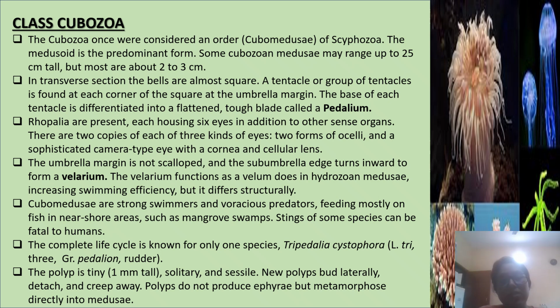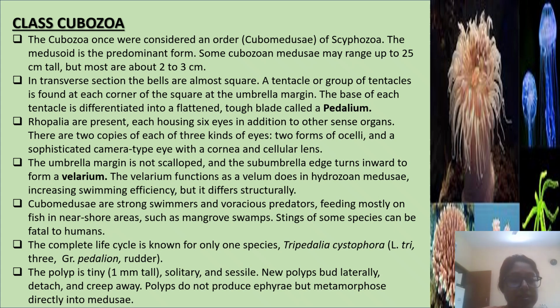For 2 marks, pedalium: at first write the occurrence, that is the Cubozoa. Next, the description. Here write in transverse section that the bells are almost square. A tentacle or group of tentacles is found at each corner of the square at the umbrella margin, and the base of each tentacle is differentiated into a flattened tough blade called the pedalium. And function, it is protection.